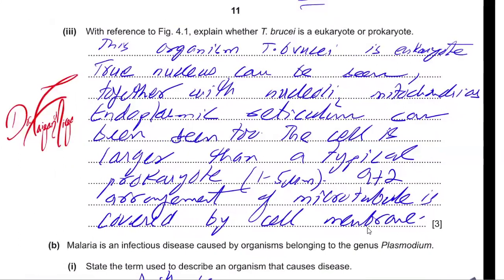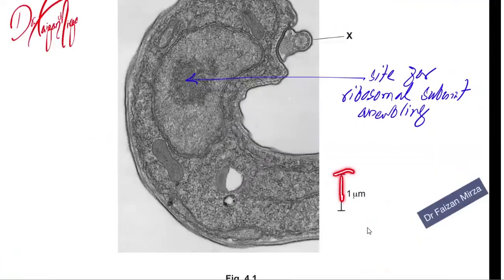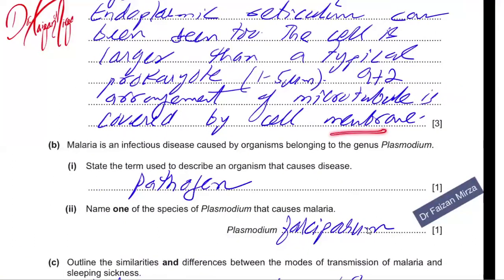With reference to figure 4.1, explain whether this organism is a eukaryote or a prokaryote. Definitely it's a eukaryote, and why? Because the true nucleus can be seen together with the nucleolus, mitochondria, and the endoplasmic reticulum. This is a pretty large organism for being a prokaryote. A typical prokaryote is 1 to 5 micrometres, and you can see this is pretty large. This part is 1 micrometre, so you just keep on adding. So this is a very large organism. Plus, there's a 9+2 arrangement of microtubules, which is covered by the cell membrane. So the 9+2 arrangement being covered by the cell membrane is a feature of a eukaryotic cell. So yeah, we can mention this as well.